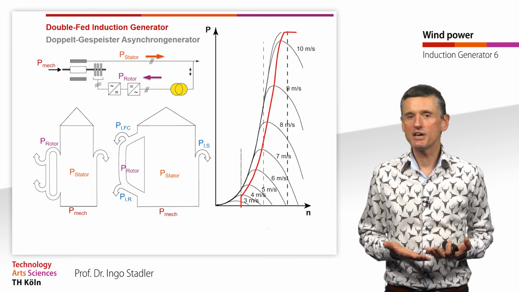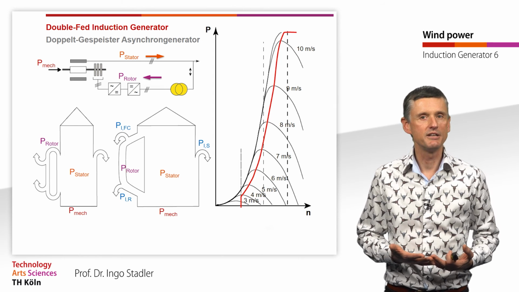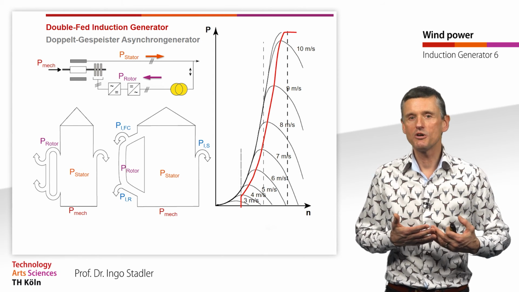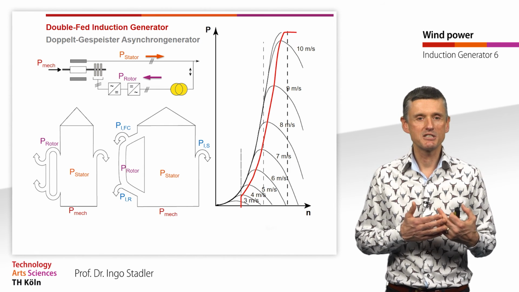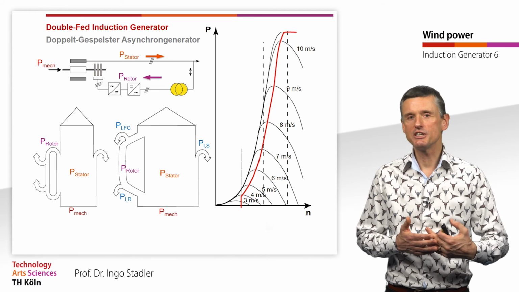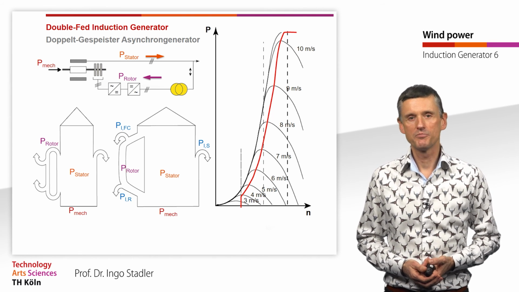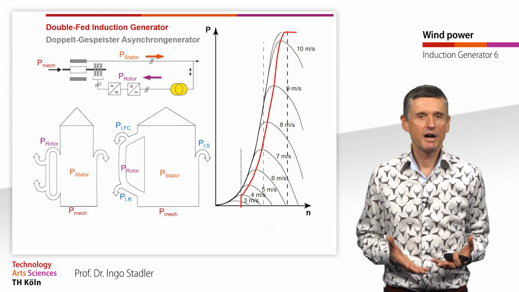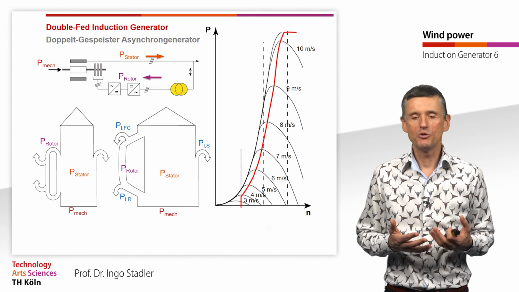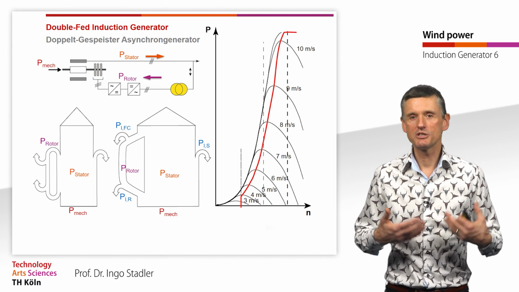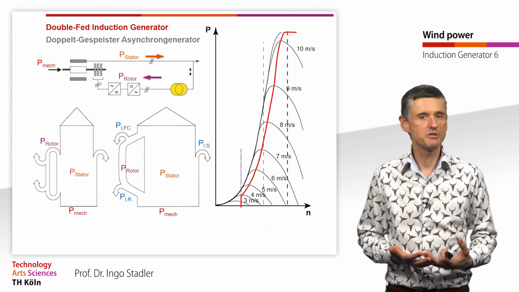So finally we have the possibility to operate the wind turbine always at the maximum operation point of our rotor blades, and therefore also have the maximum energy yield over the year with this double fed induction generator principle. And that's also the reason why nowadays, with modern power electronics technology, most wind turbines sold and applied worldwide use this double fed induction generator principle.